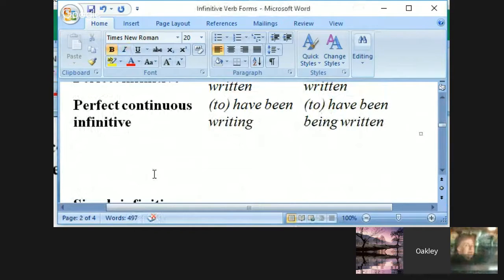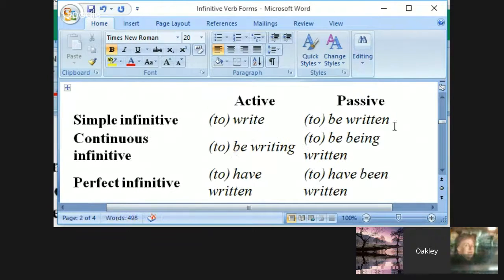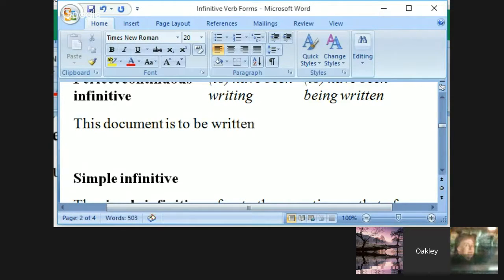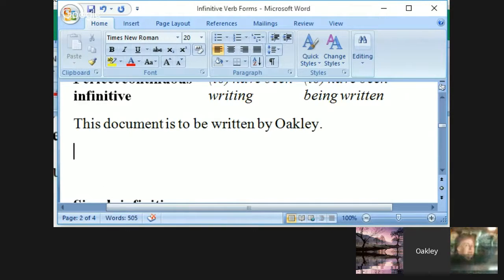Yes, this document is written by Aubrey. Well, no, to be written. To be written. Okay. This document is to be written. Is to be written. Yes. By Oakland. Okay, is the same meaning? Okay, what did you say? I thought this document is written by Aubrey.